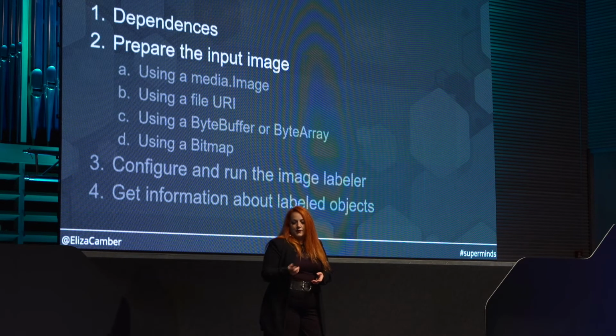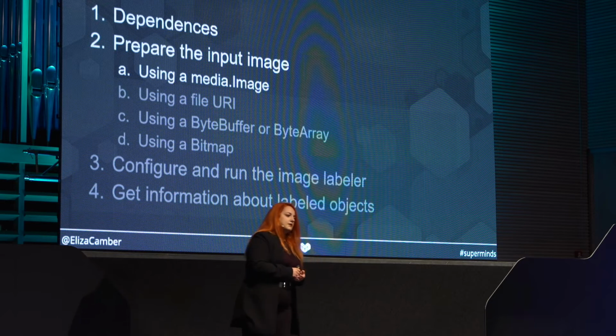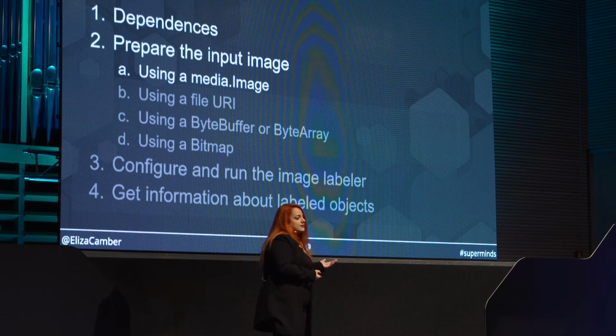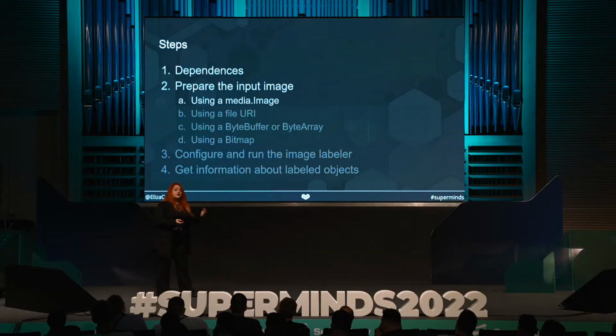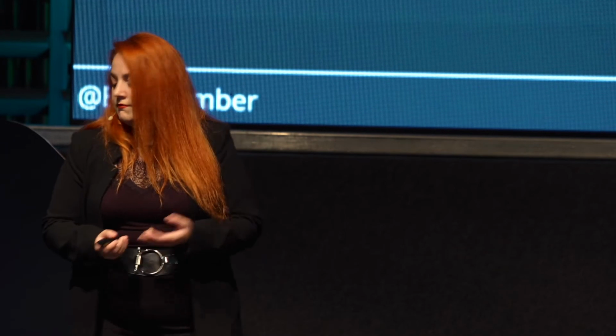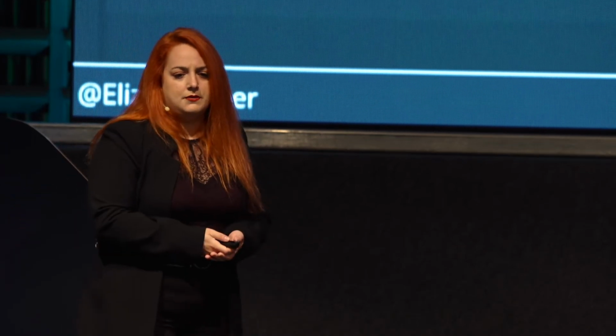For that, we have four ways to do it. The first one is using the media.image, which is basically the camera. If you're using CameraX, for instance, or Camera2, it's very easy to do. We will see how; my example is one of them. Then we have using the file URI, which is basically when you get a photo from the gallery. The other two are lower-level APIs just to cover all of the use cases.